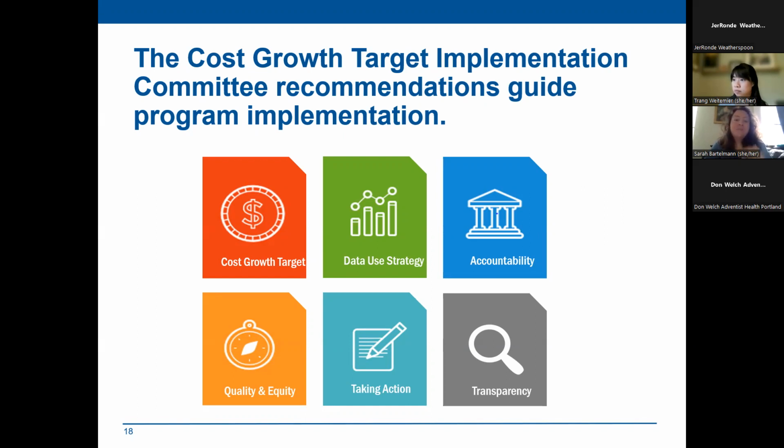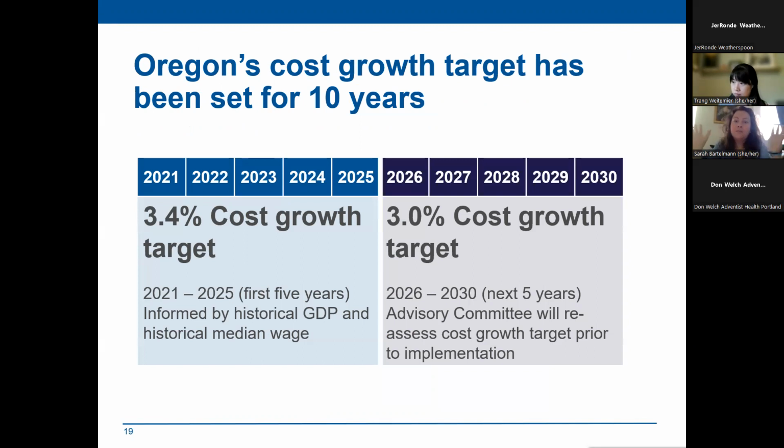Okay, so next, I'm going to provide just a couple of highlights from those recommendations. Again, there's a full document with a lot more detail than I'm going to go into, but a couple of key things that are really important for you to hear today. The implementation committee did set the cost growth target. It's been set for the next 10 years. So for the first 5 years, it's been set at 3.4%. And that's based on historical gross domestic product and historical median wage, looking back at some trends that include a couple of different economic ups and downs.